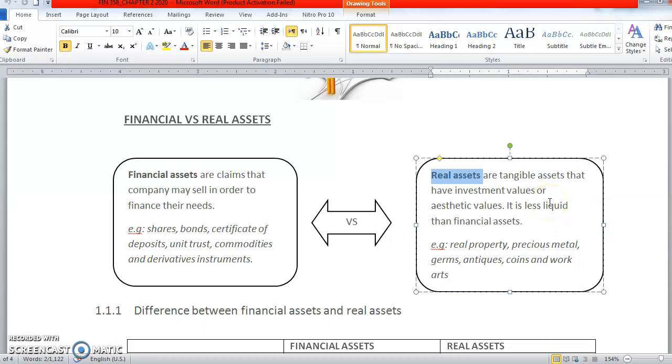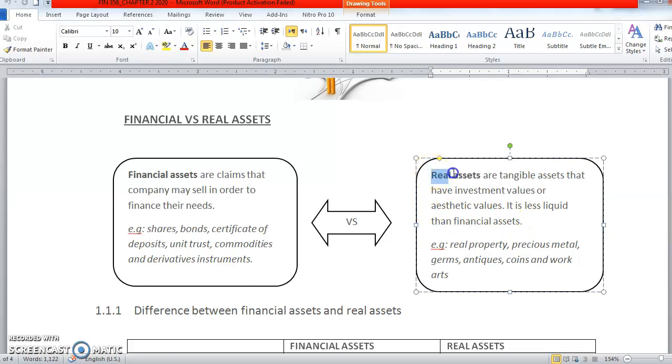So harga dia lebih stabil lah. But walaupun stabil, sometimes dia bukan a kind of liquid asset. Dia less liquid compared to financial asset. Sebab kenapa? Financial asset ni kita boleh trading setiap hari di money market, di capital market, di bursa, saham Malaysia, right? Tetapi untuk real asset, is less liquid. Ambil masa untuk you jual. Could be 1 year, could be a few months or something like that.